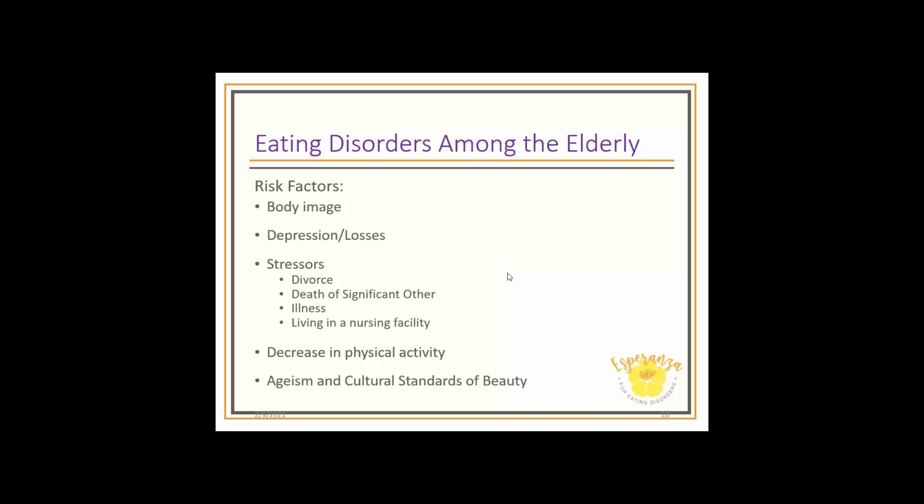Depression, as we know, is even higher this year in all the isolation, and the isolation that has also happened in our nursing homes. Losses, deaths. We've had a year of that, last year of that. Stressors, divorce, deaths, like I said, of significant others, illnesses as we age, cancers, and living in a nursing facility. We also decrease our physical activity and decrease our eating behaviors. And sometimes that really kicks off a deprivation for people, depending on what their history is.